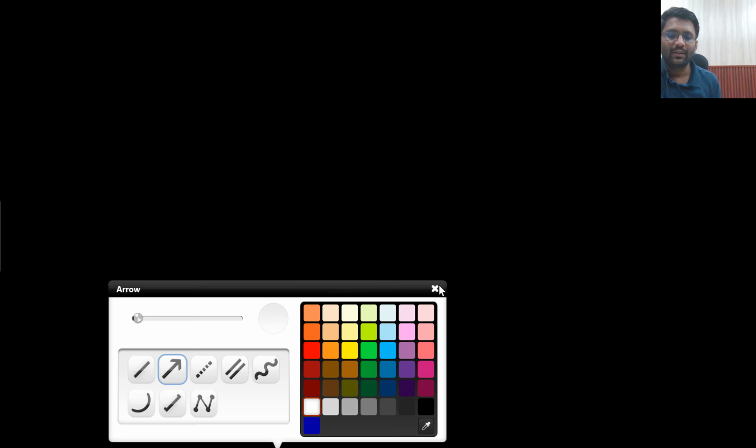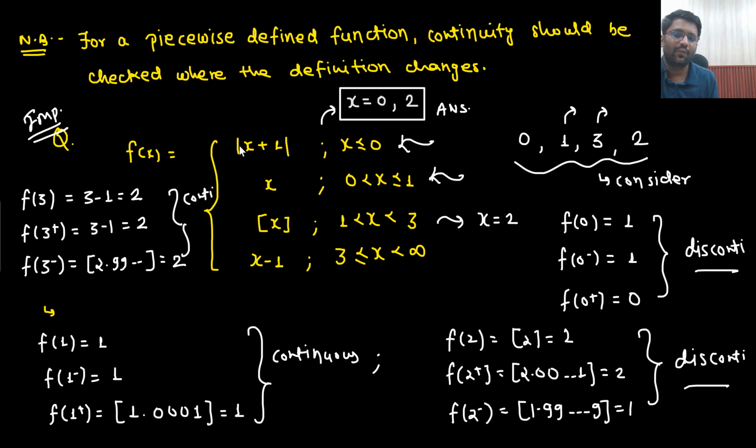Now I will draw the graph. Can I draw the graph? In a bit quicker manner I will draw the graph because we have done enough practice. So this is your x equals to 0. What is the scenario for x less than 0? For x less than 0 you will follow the graph of mod of x plus 1. The graph of mod of x plus 1 is somewhat like this, sir. This value is minus 1, sir.